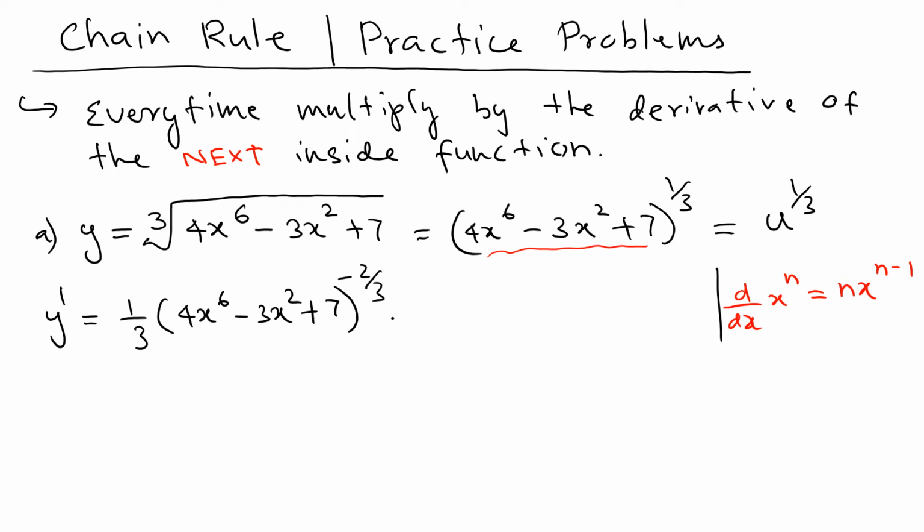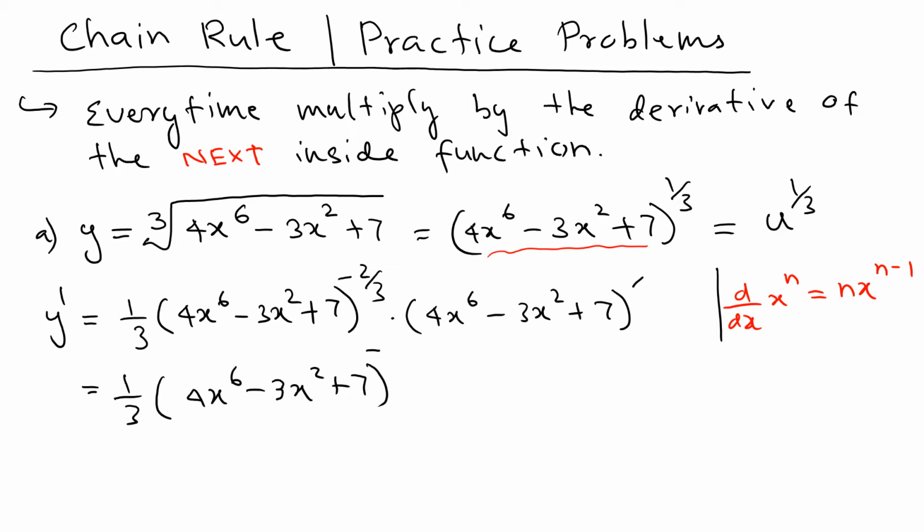So that means we're going to multiply by the derivative of that. Since it's the first example, I'm going to write it like that. It's a prime notation for the derivative. Then we can take the derivative as we discussed. So it's 1/3, 4x to the 6th minus 3x squared plus 7 to the negative 2/3. If you take the derivative, you multiply the two numbers, so it is 24x to the 5th power minus, again you multiply the two numbers, so negative 6x, and the derivative of the constant is 0. So that's what you get.